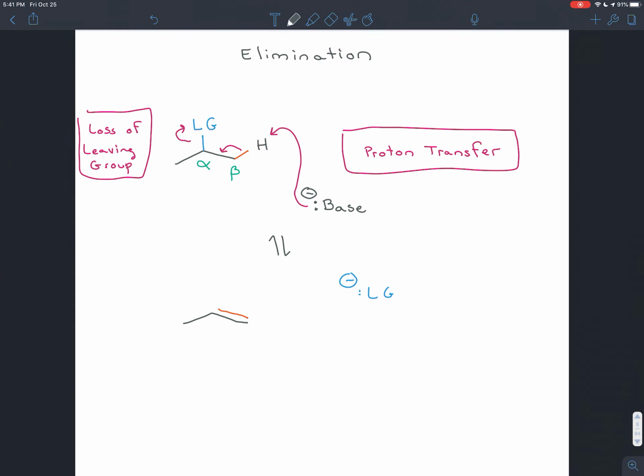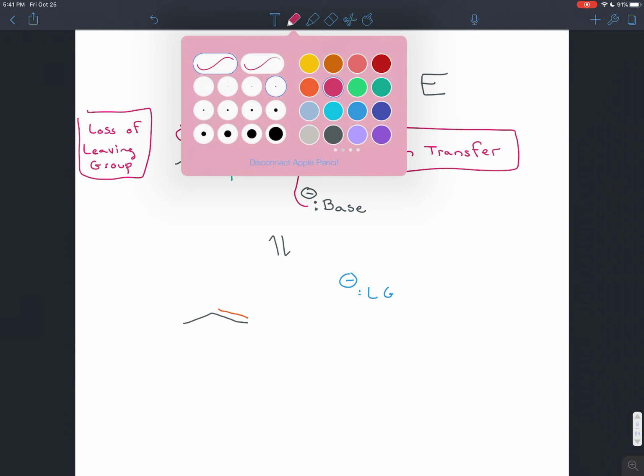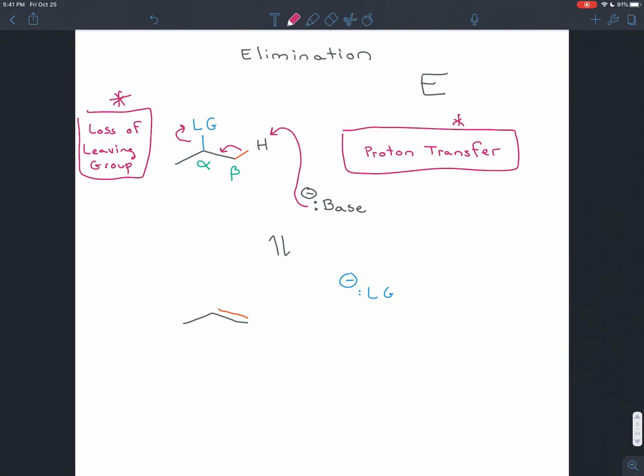Now, when you eliminate something from a molecule, it's an elimination reaction, and so it's classified with a capital E. In the reaction that I've drawn, our two steps, loss of a leaving group and proton transfer, happen at the same time. And because of that, a 2 is included in the classification. So this reaction that we've drawn is described as an E2 reaction. The mechanism of this is an E2 mechanism. You have loss of a leaving group and proton transfer happening at the same time.